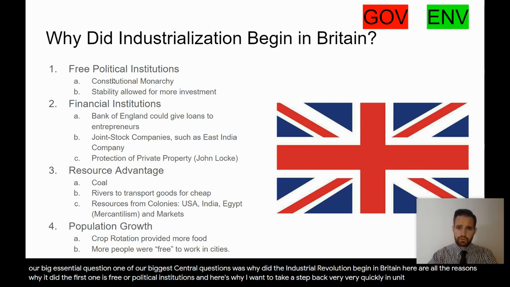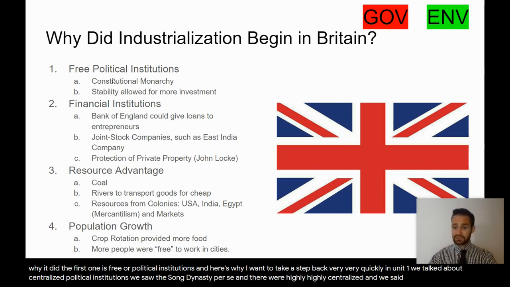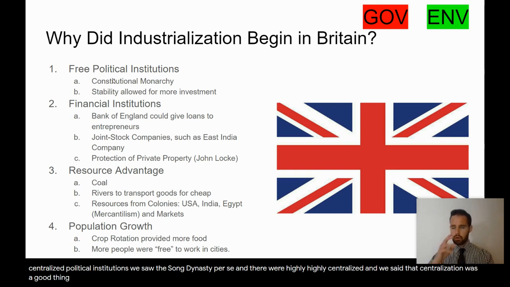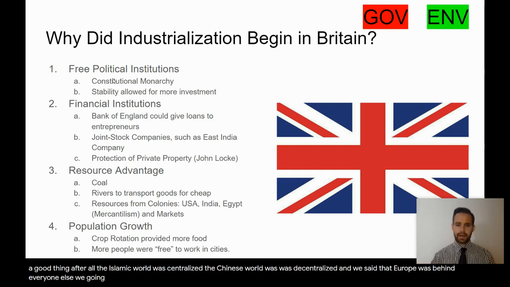In Unit 1, we talked about centralized political institutions. We saw the Song Dynasty, per se, and they were highly, highly centralized. And we said that centralization was a good thing. After all, the Islamic world was centralized, the Chinese world was centralized, the Mali Empire was centralized, Europe was decentralized. And we said that Europe was behind everyone else. But going on during the Industrial Revolution, the opposite actually occurs, where the more decentralized societies are the ones that are going to move ahead.